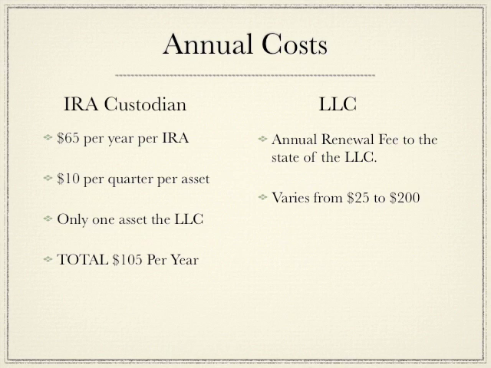Now let's look at your annual costs real quick. Now remember, we pay all your fees for the setup. Your IRA custodian on an annual basis is going to be only $65 for the IRA, $10 per quarter per asset. But remember, there's only one asset of the IRA. That's the LLC, even though the LLC might have 100 in it. So 4 times 10 is 40, plus 65 is 105 a year total.